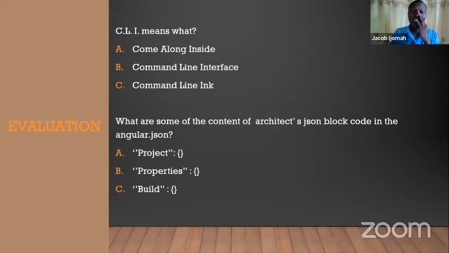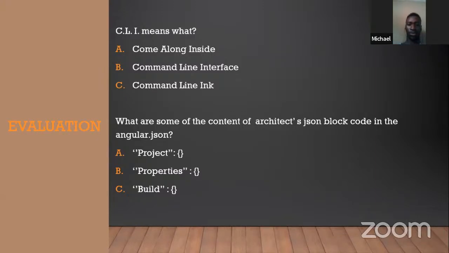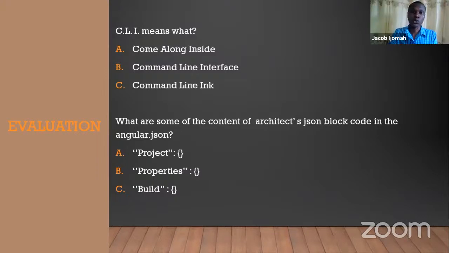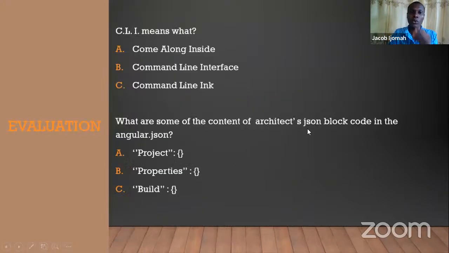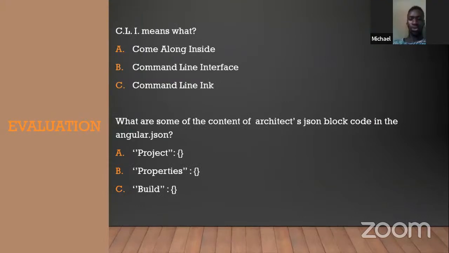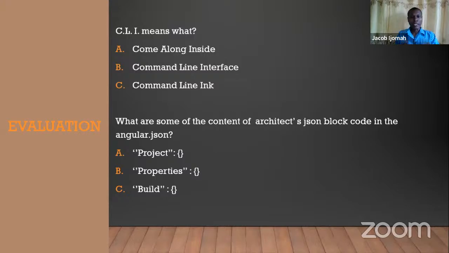Then what are some of the contents of the architect JSON block code in the angular.json file? We have project there. Build. Properties. Yes, build. Thank you very much. We have build because it's under the architect, and architect gives a command to build once it receives an option from the developer from the command line.